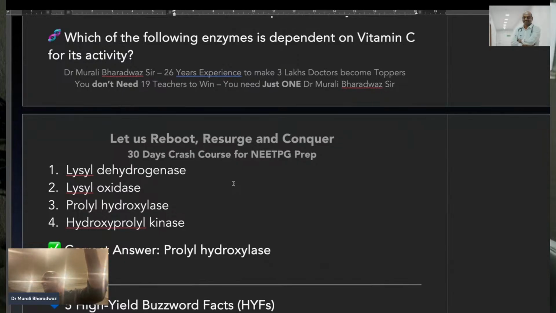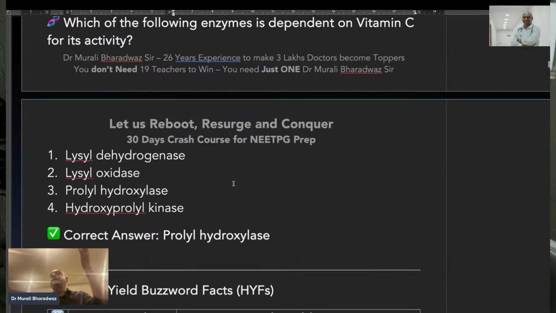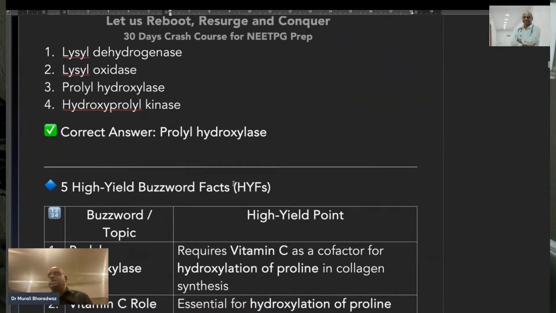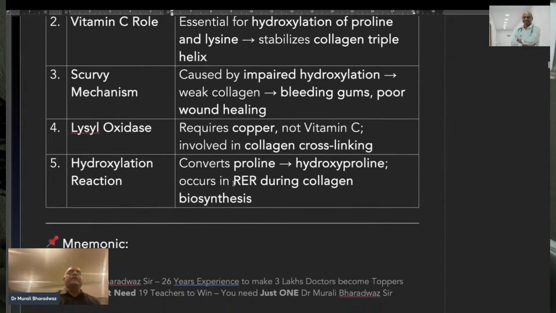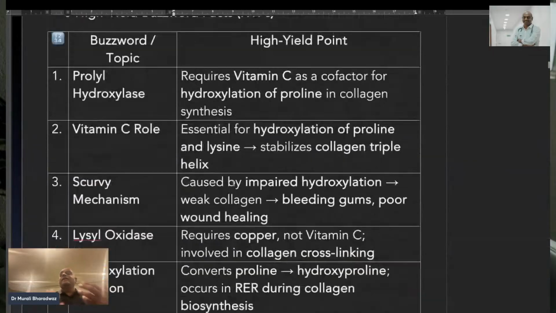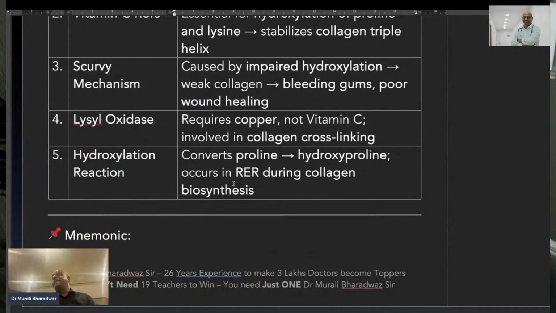How many questions have come on vitamins? Two. Vitamin C, prolyl hydroxylase. All hydroxylases are connected. Vitamin C is the cofactor for hydroxylation of proline in collagen synthesis, is what we need to remember. Then lysyl oxidase requires copper.